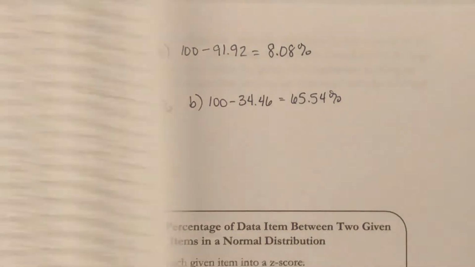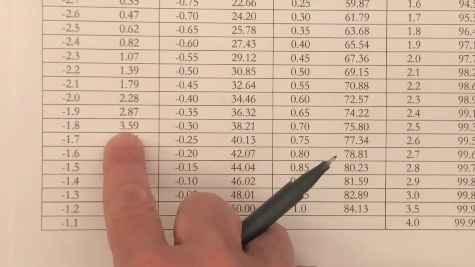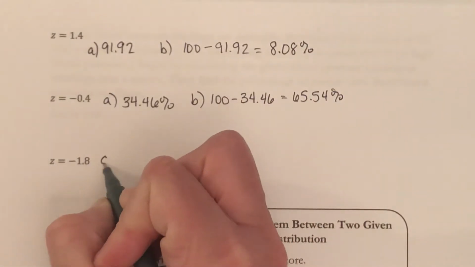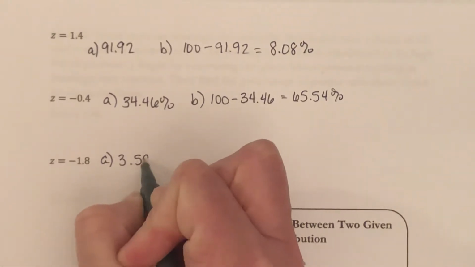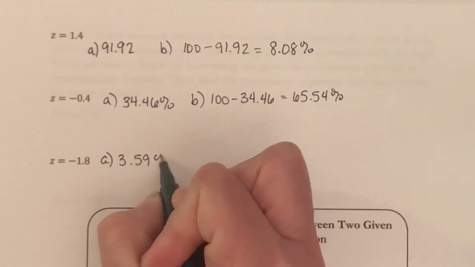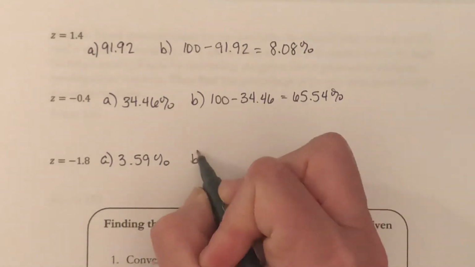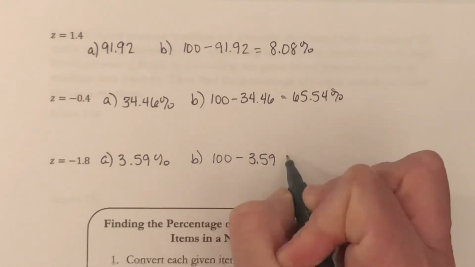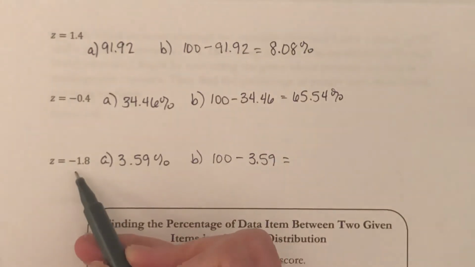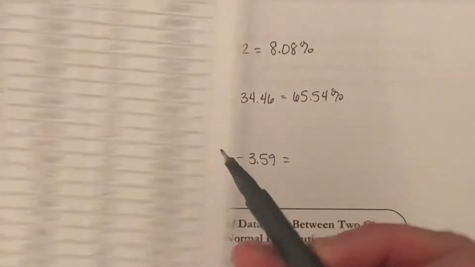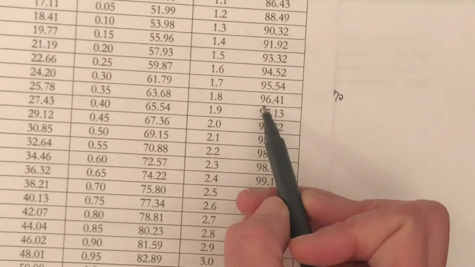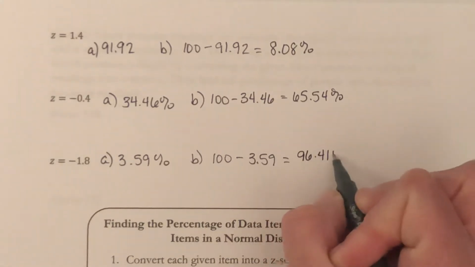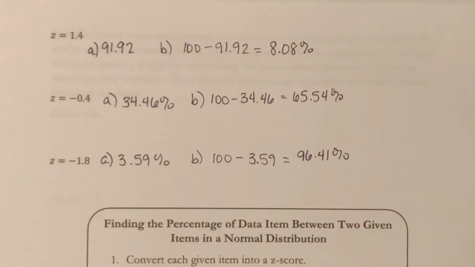Okay, and then a z-score of negative 1.8 would be 3.59%. And then part B would be 100 minus 3.59, which is the same as the percentile for positive 1.8, 96.41. Not too bad, I think.